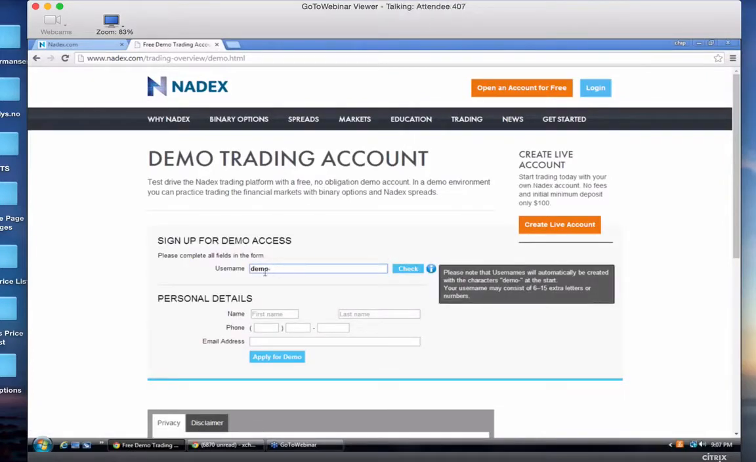Type in on the right of the demo dash your username, first name, last name, phone number, and the email address that you want to receive your password, and hit apply, and that's it.